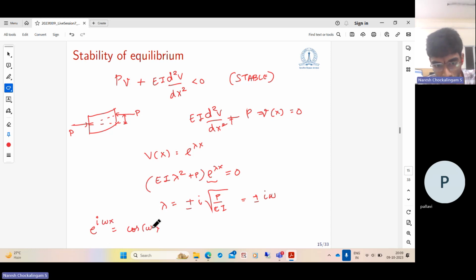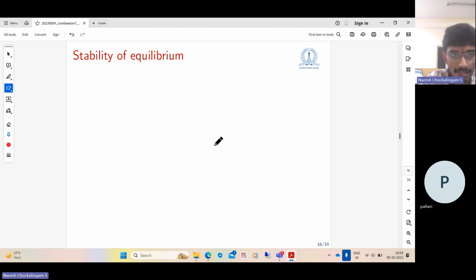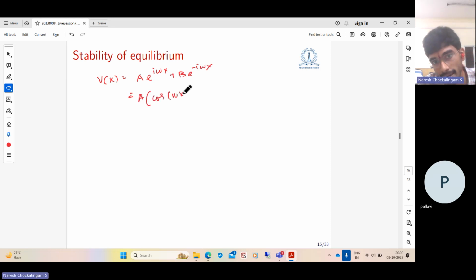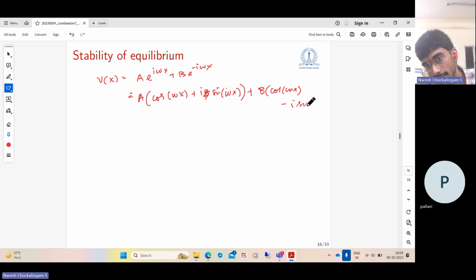So e power i omega x can be written as cos omega x plus i sin omega x. So the general solution is V of x equal to A e power i omega x plus B e power minus i omega x. But this itself is A cos omega x plus i A sin omega x plus B cos omega x minus i B sin omega x. So just rearrange: you can call A plus B as C, and iA minus iB as D.